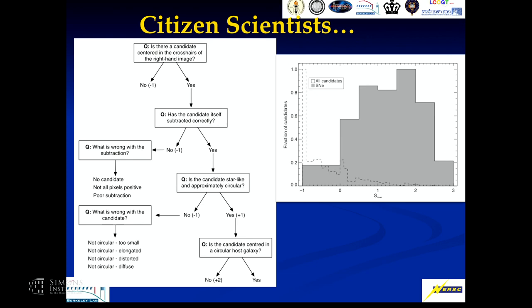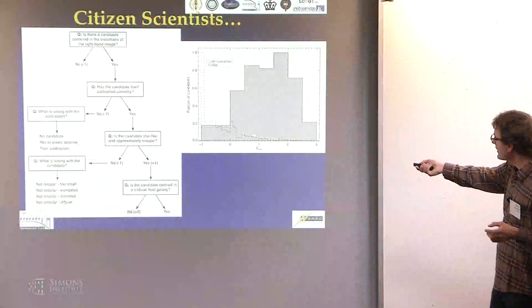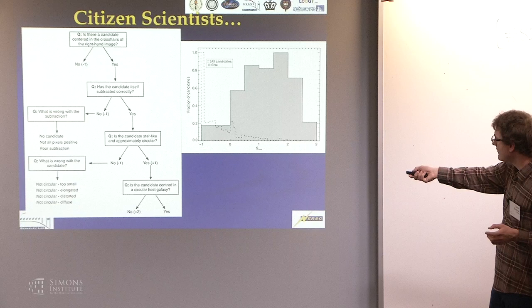And so here you can see they did a pretty good job separating supernova from the chaff. This is the distribution of scores of all candidates, the vast majority of which are garbage. And you can see it's really peaked here at a value of -1. And then the supernova have a significantly different distribution from this.